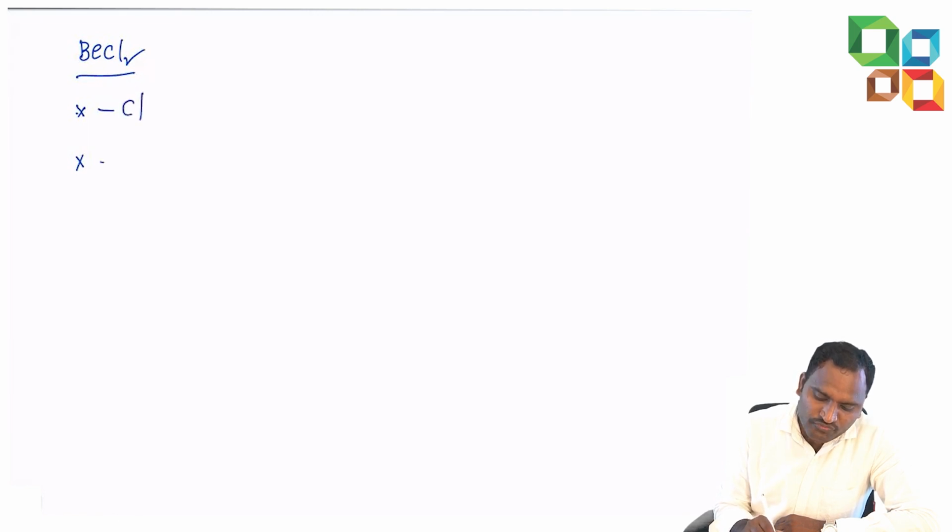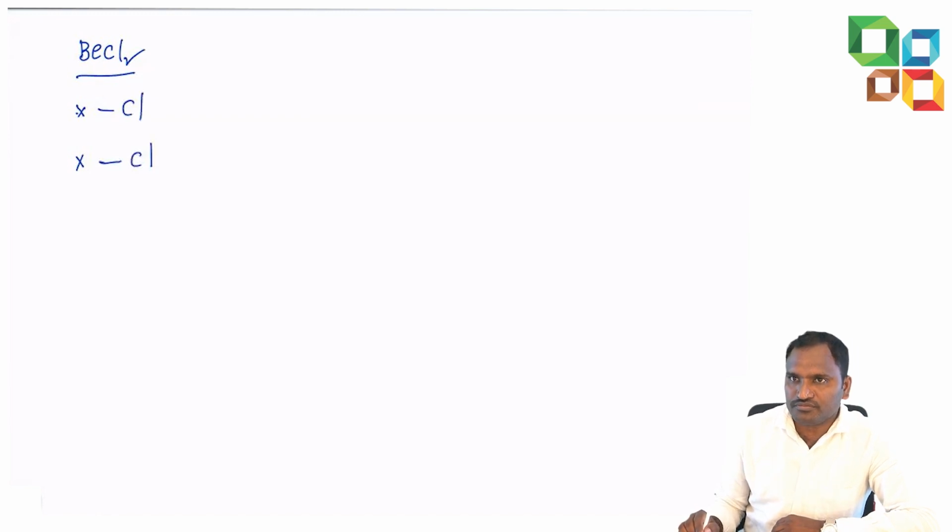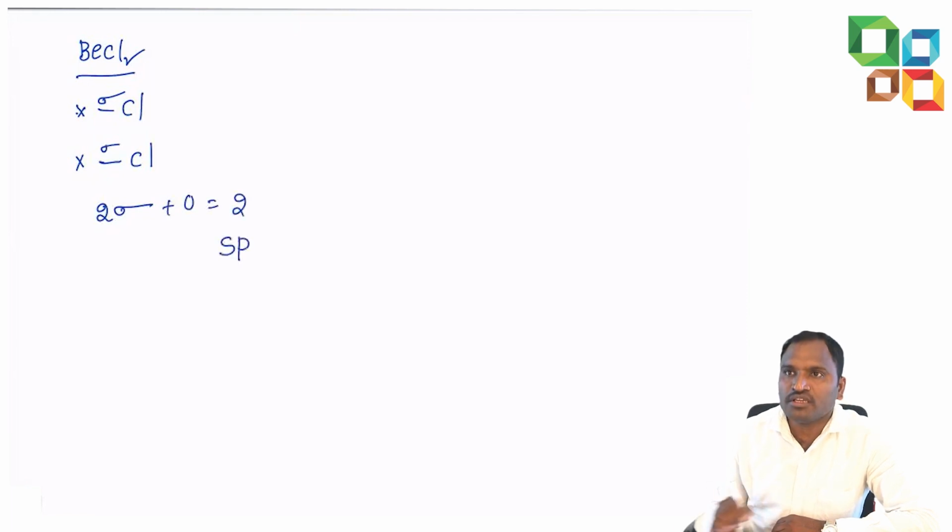Each chlorine can form one bond with one electron of beryllium. This chlorine also the same. This is a sigma bond, this is a sigma bond. Total how many sigma bonds are there? Two sigma bonds. No lone pair, so the total number is two. Two means which hybridization? sp hybridization. Total number of sigma bonds and lone pairs.